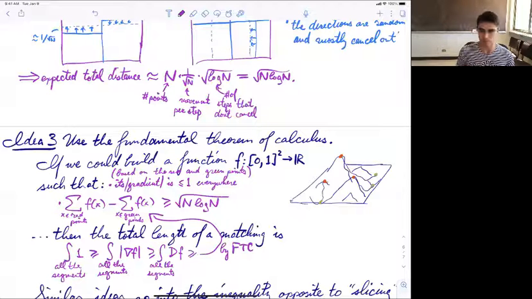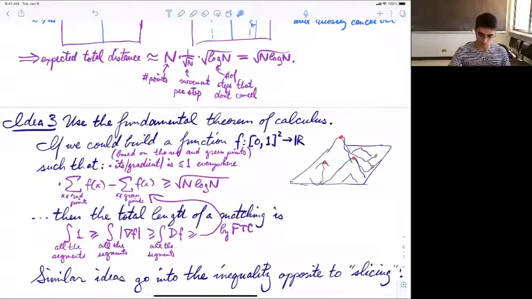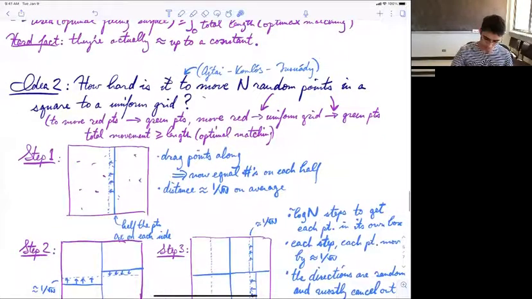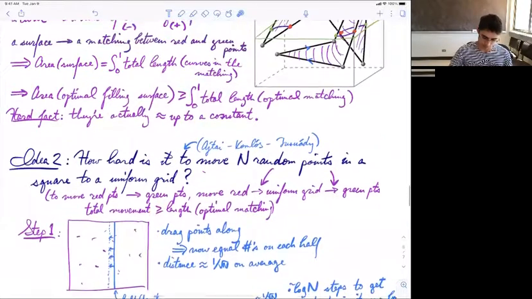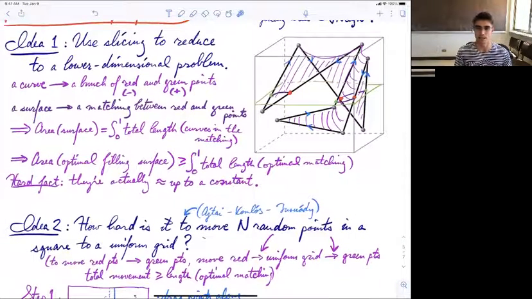So that's how you get the other direction, except now you actually have to build this function, and that's maybe the trickiest part of the proof. And of course, it's not going to work always, because you could choose a bad matching where it doesn't work, but you have to prove that it works almost all the time. And similar sorts of ideas go, so this is the idea for the inequality opposite this. And for the inequality opposite this, there's a similar idea that you can apply.